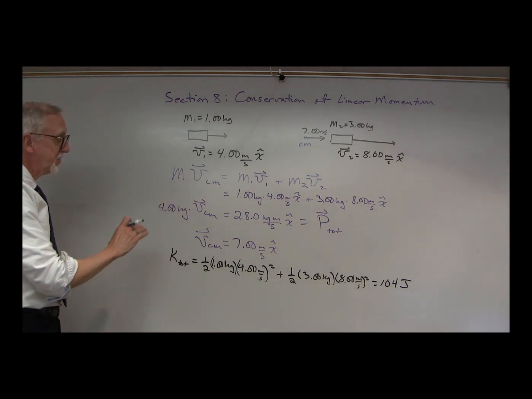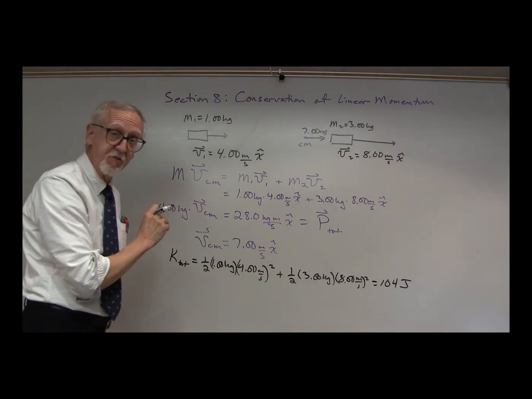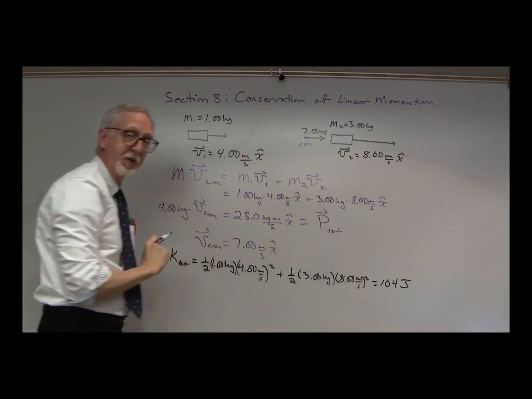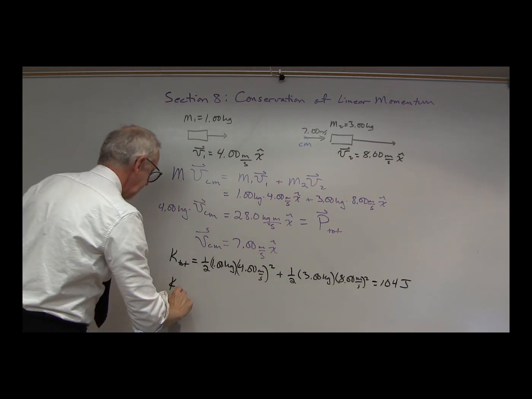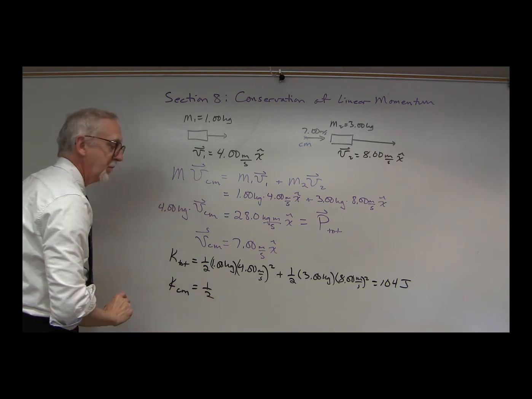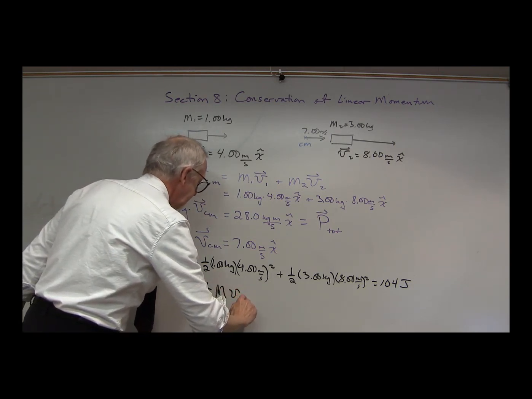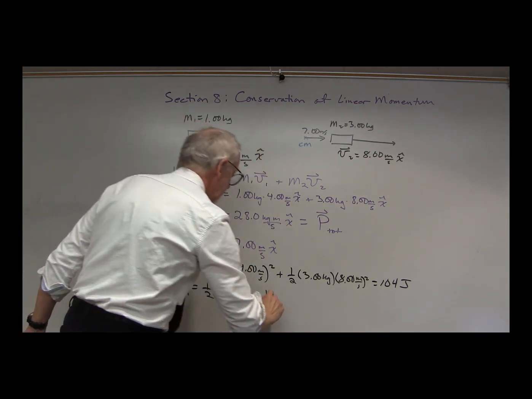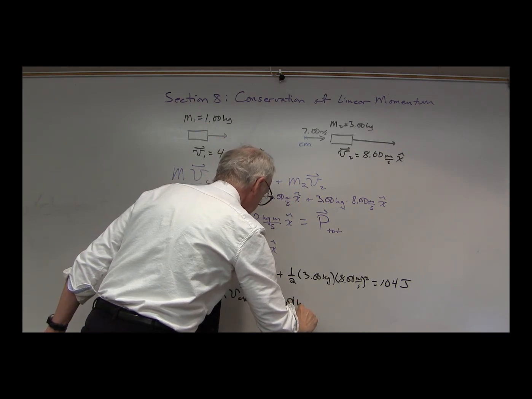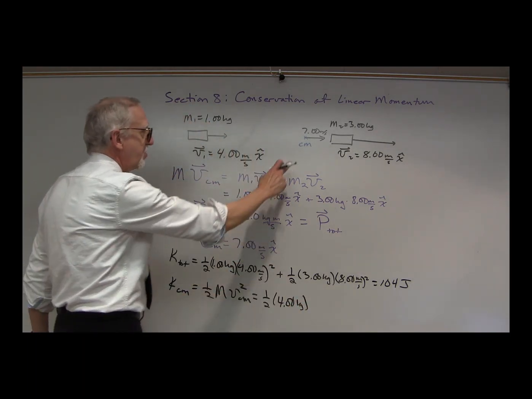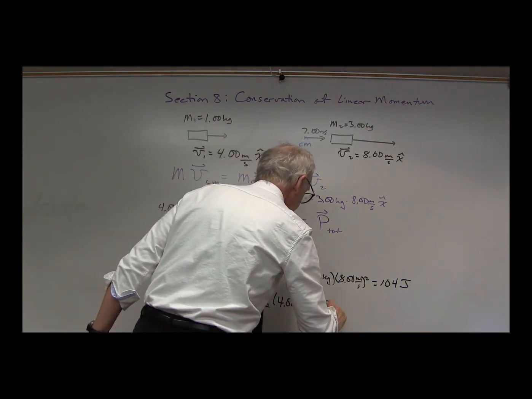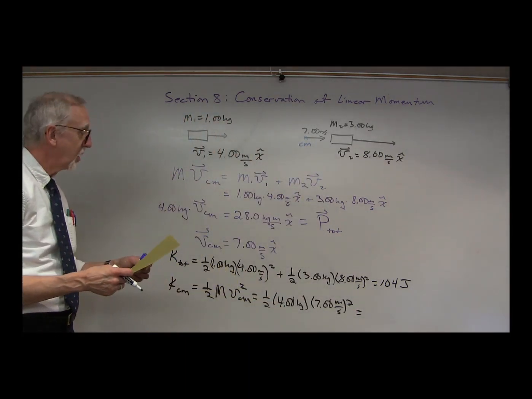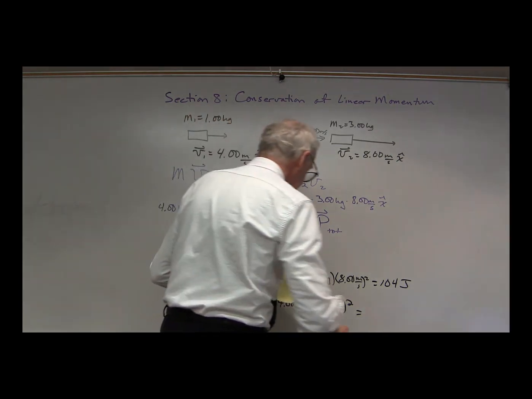Let's figure out what is the kinetic energy of the center of mass. In other words, what's the kinetic energy assuming all the mass is located at the center of mass and moving along with it? So the kinetic energy of the center of mass will be 1/2 times the total mass times the velocity of the center of mass squared, which is 1/2 times the total mass, 1 plus 3, 4 kilograms, times the velocity of the center of mass, which is 7 meters per second squared. So we multiply that out, 1/2 times 4 times 7 squared, 49, gives us 98.